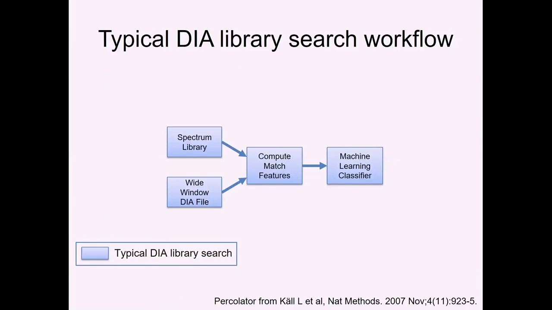So I brought up on Tuesday that this is the typical DIA library search workflow right now, and Alexei kind of expanded upon this quite significantly yesterday. That is, you take a spectrum library and you have your wide window DIA file, and you compute a bunch of match features, and then you have some sort of machine learning classifier that tries to weight them appropriately.